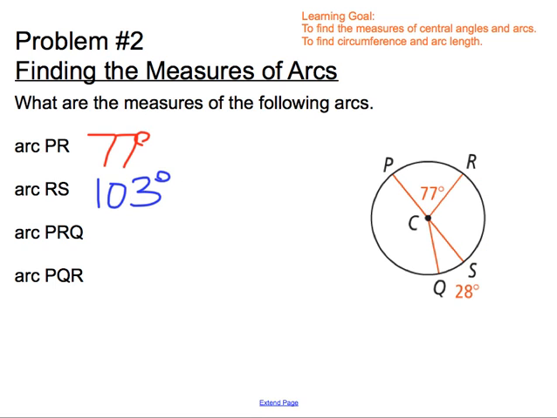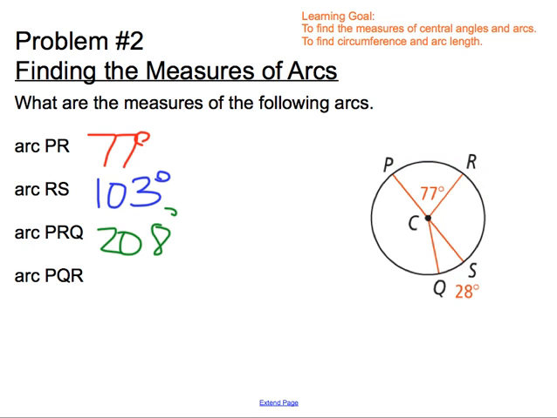If we want the measure of arc PRQ, we're going from P through R all the way around to Q. So we're looking for this piece of the circle. So we have 77 plus 103 plus 28, or we have a total of 208 degrees.